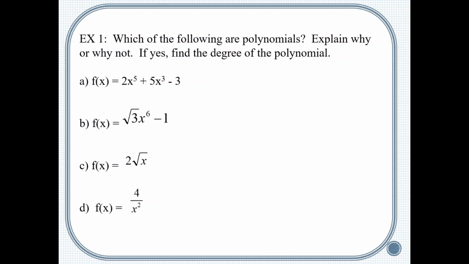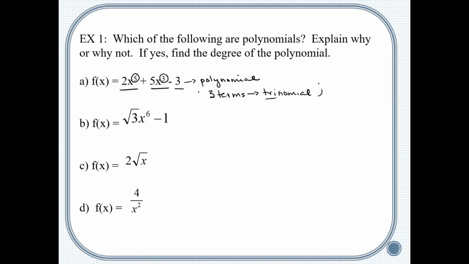So a polynomial is a function where we have positive whole number exponents. Okay, so the x will never be in the denominator. The variable will never be underneath a radical sign. And so when we look at these, for example, in A, the exponents are a 5 and a 3. So this is a polynomial. In fact, because it has 3 terms, we would call it a trinomial.